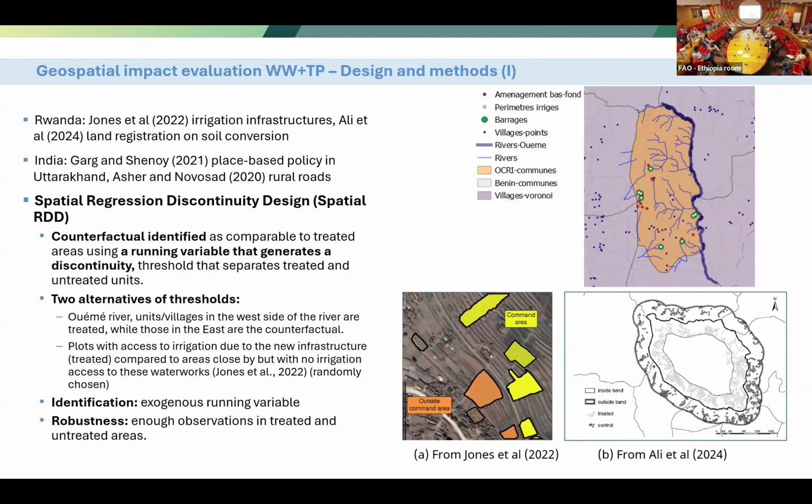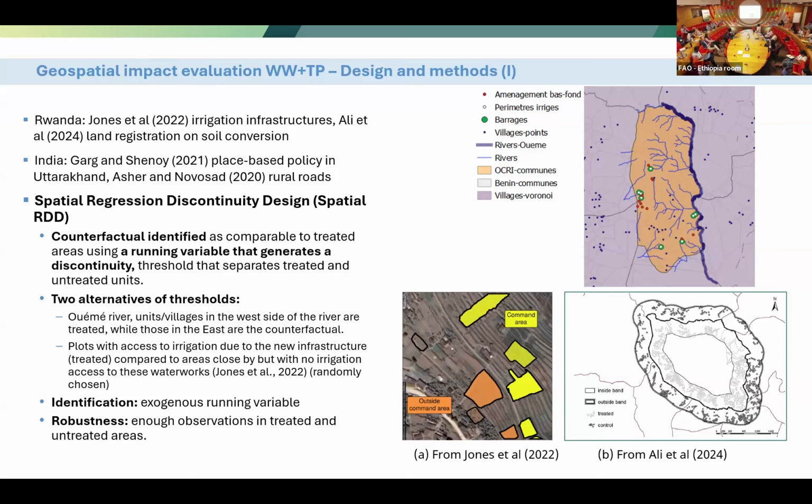In terms of the strategy that we have, we will be glad to receive any kind of feedback that you can have. So one option is to use the spatial regression discontinuity design, or spatial RDD. The idea is to identify the counterfactual using a running variable that allows us to separate treated and untreated areas. So basically the running variable is the one that generates this discontinuity, no?